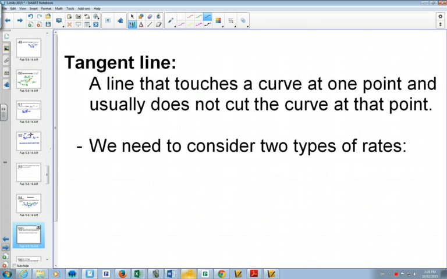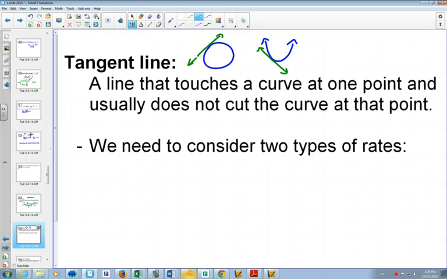Because a tangent line is a line that touches a curve at 1 point and usually does not cut through the curve. So for example, you first had circles. That's the first time you saw a tangent. A tangent touches the circle only at 1 point, whereas the secant would cut through the circle. But you can also have a tangent to a parabola, where it touches the parabola only at 1 point.